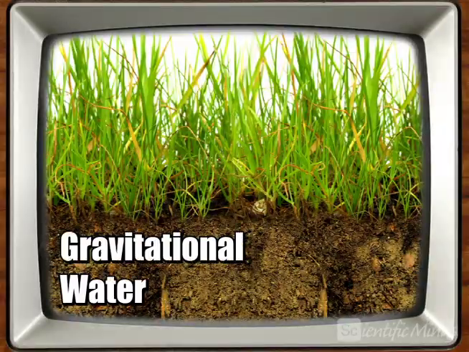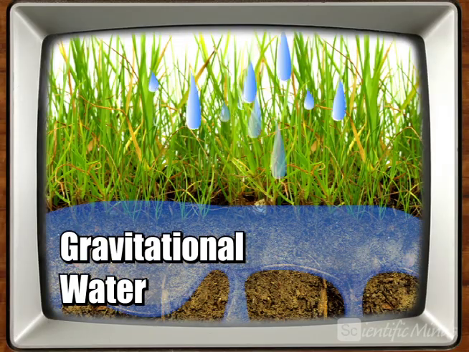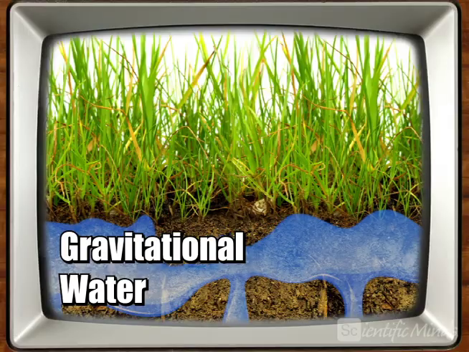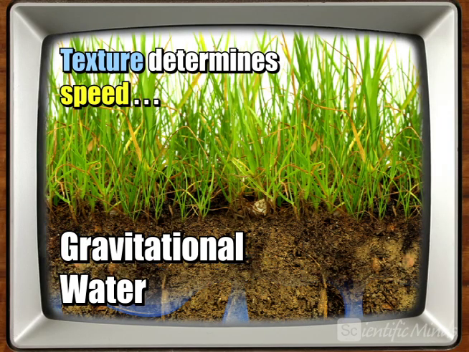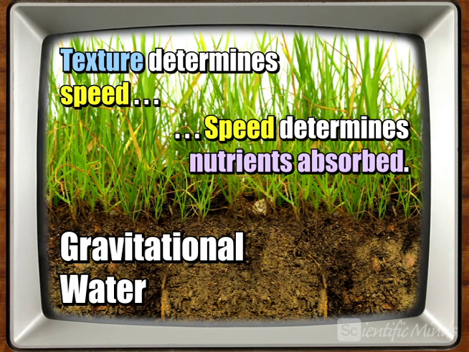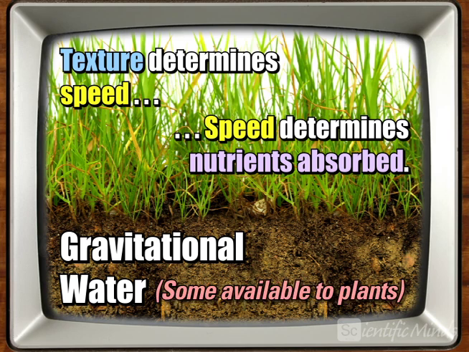After a rain, gravitational water is pulled down through pore spaces by gravity until it reaches groundwater below the soil's surface. The texture of the soil determines how quickly this water moves, and the speed of water movement determines how many nutrients plants will absorb. So unlike hygroscopic water, some gravitational water is available to plants.